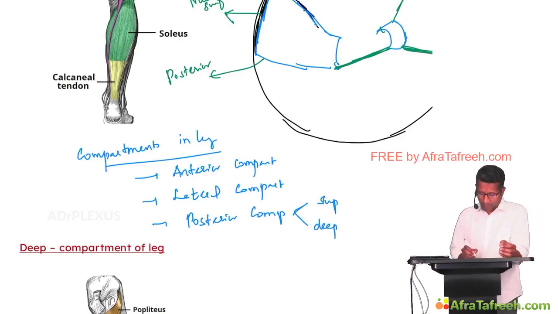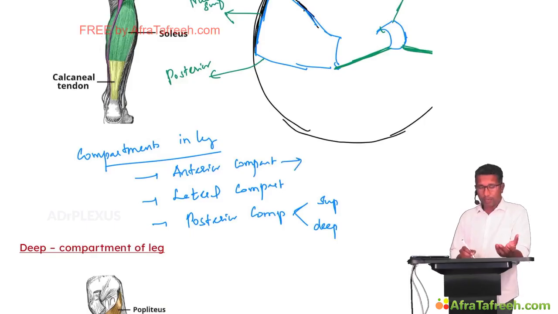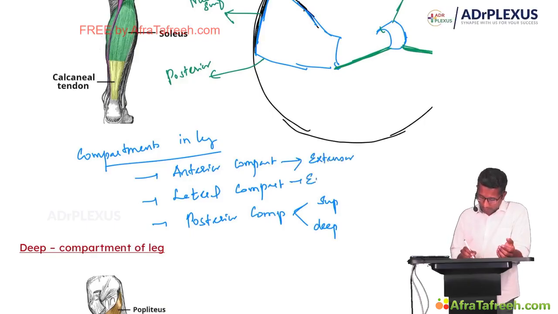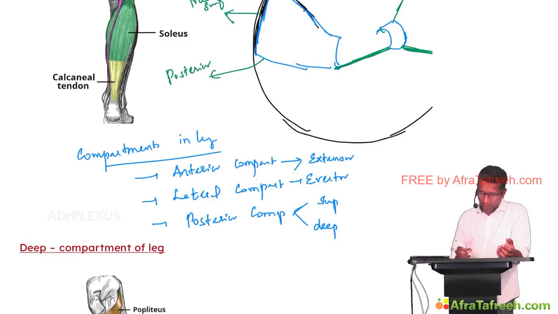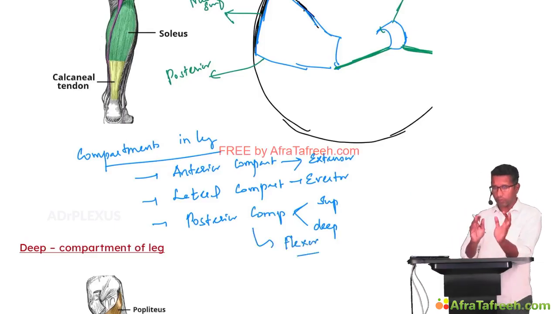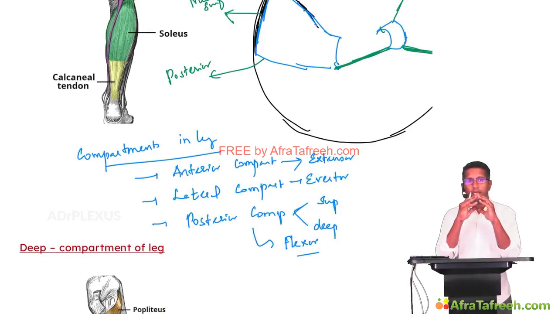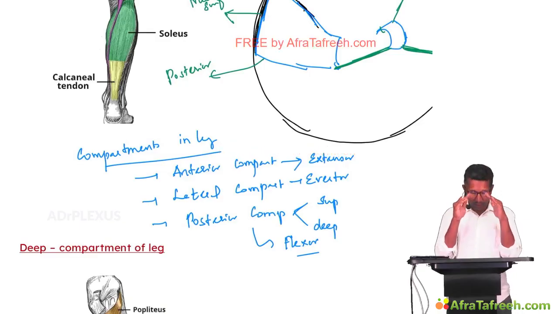The anterior compartment of the leg is also called the extensor compartment of the ankle. The lateral compartment is the everter compartment. And the posterior compartment is the flexor compartment of the ankle. So the leg has 3 compartments: anterior, lateral, and posterior.